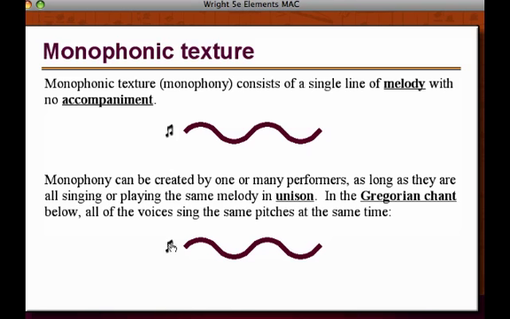This example is created by a group of performers all singing the same thing at the same time. Just the same as if you were, of course this is a religious piece, but if you were standing around a birthday cake singing happy birthday, same notes at the same time, even if it's a group, you're creating monophony as well.